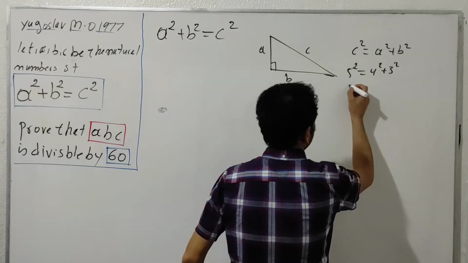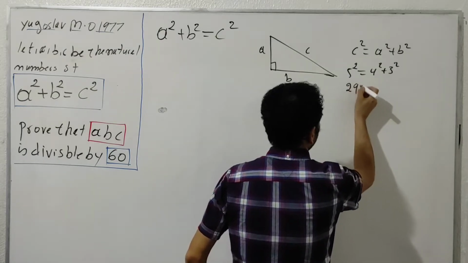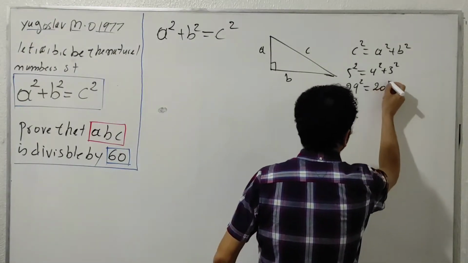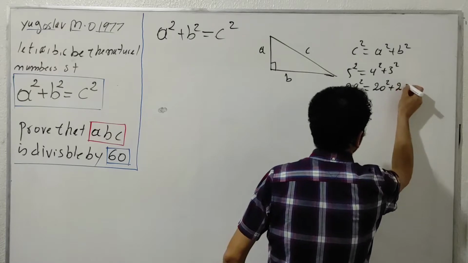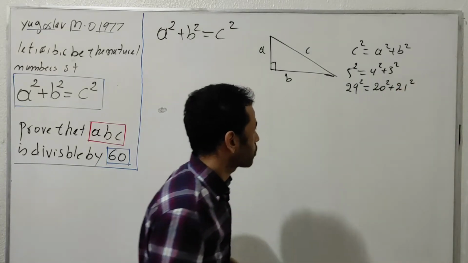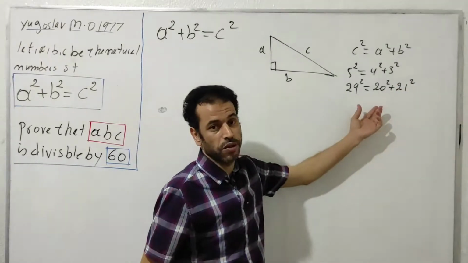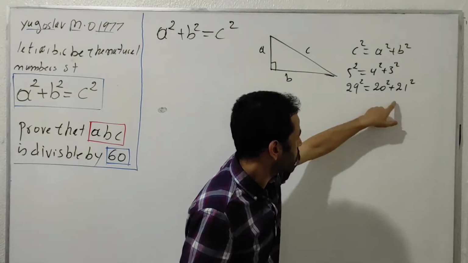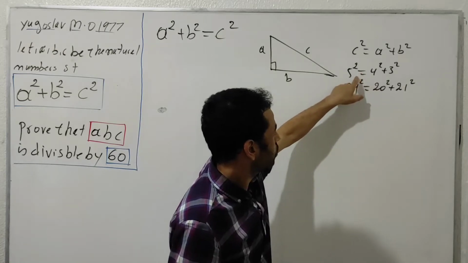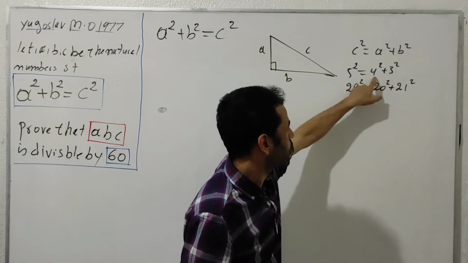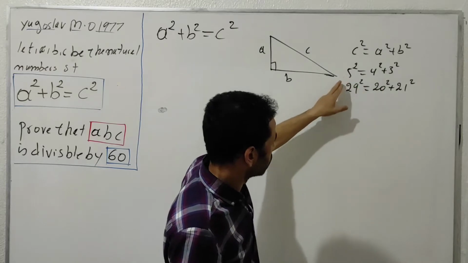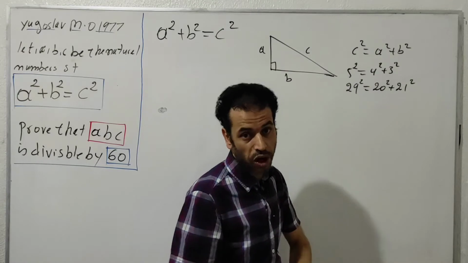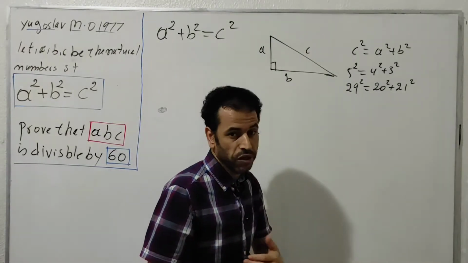Let's take another example. Let's take 29 squared, which is 841, equals 20 squared, which is 400, plus 21 squared. Also, they have different parity: this one is odd, this one is even, the other one is odd. We have two odds and one even. That means never do you see numbers satisfying this equation that are all even or all odd. All of them differ in parity.